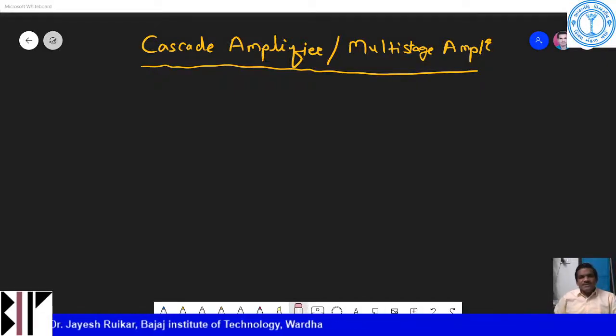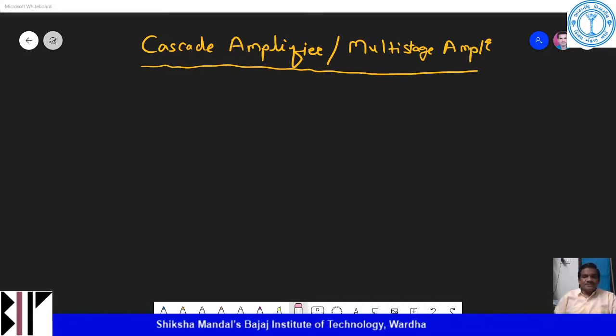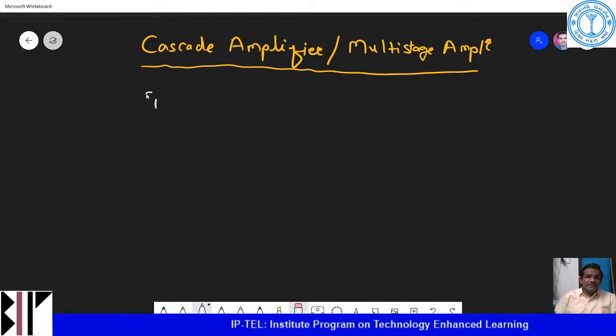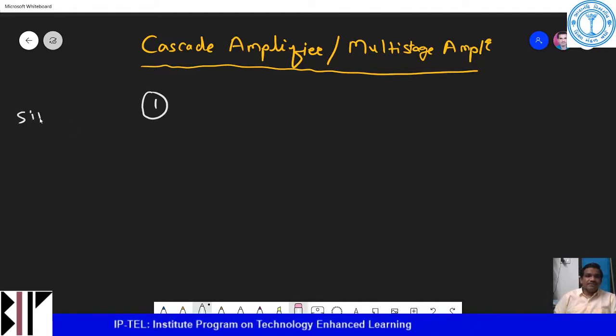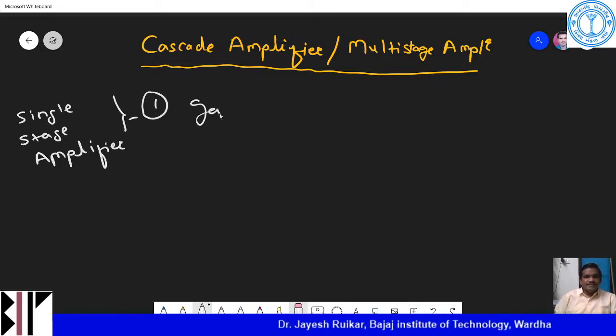Hello everyone. In today's class we will see cascade amplifier or multi-stage amplifier. In the earlier class we have seen about a single stage amplifier and some of the numericals of single stage amplifier. So if you see that single stage amplifier, the gain of that particular amplifier is less. I'm talking about a single stage amplifier. In single stage amplifier, gain is less.